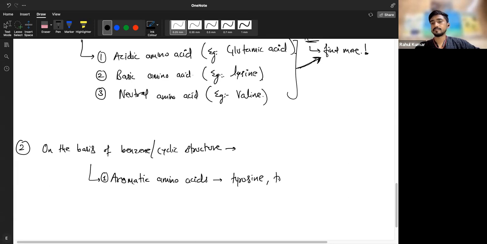Tyrosine, tryptophan, and phenylalanine. These 3 are aromatic amino acids. Rest other 17 are non-aromatic. So you don't have to remember their names. Just remember that these 3, TTP or PTT, however you want to remember it.